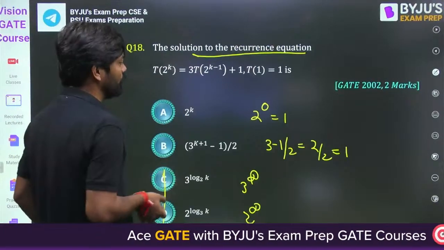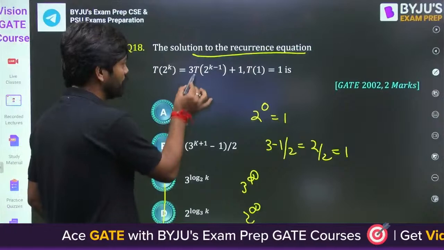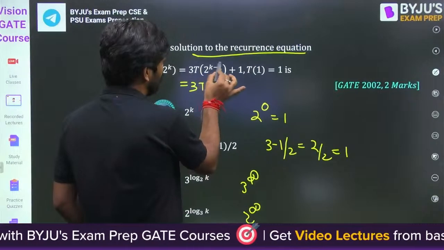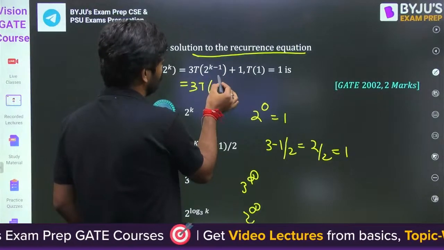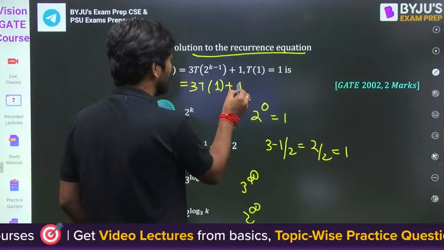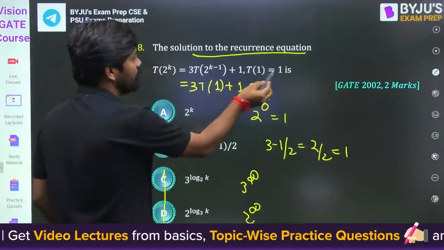Now you can go for 1. So if you put 1 here, what you will get? It is nothing but 3t1 minus 1, so 2 to the power 0, it is nothing but 1. 3t1 plus 1. So what you will get, my dear friend? 3t1. T1 की value क्या दी है? 1.